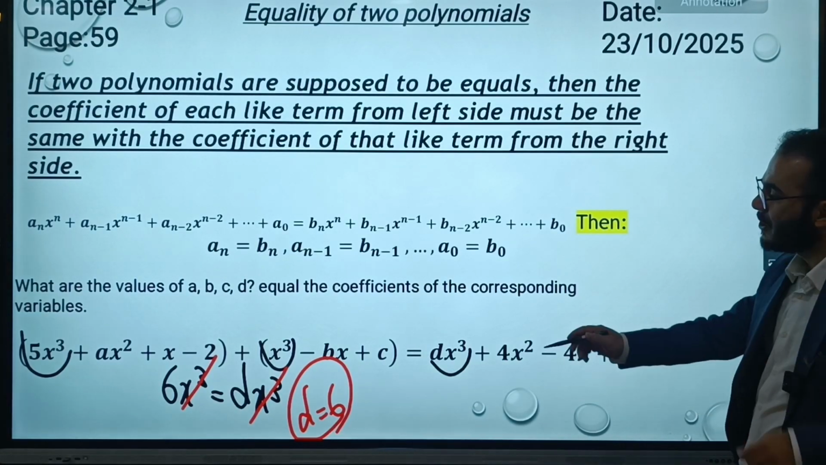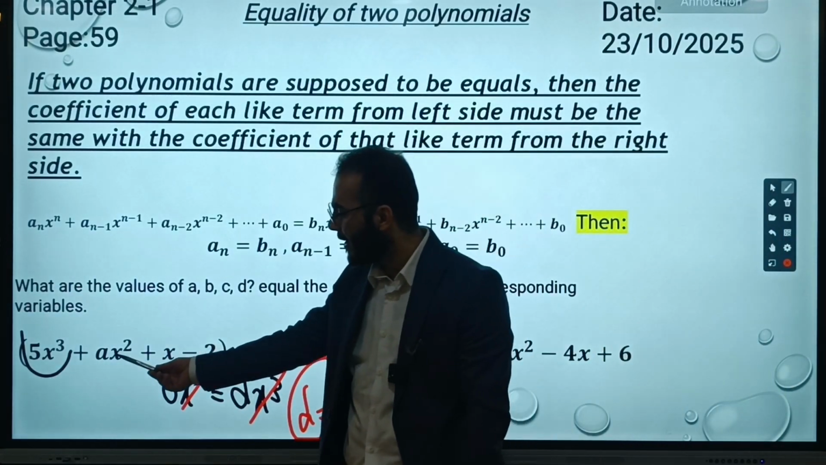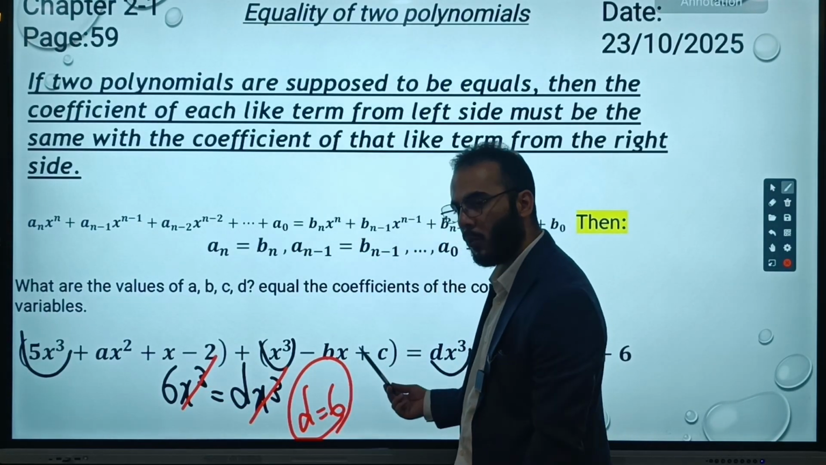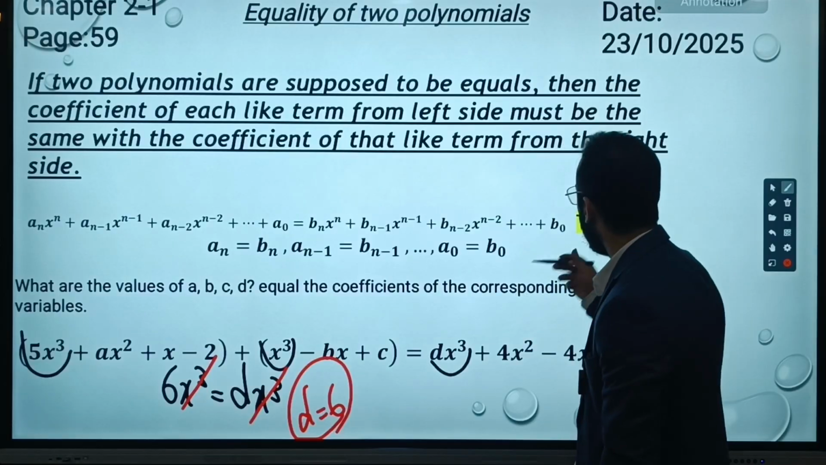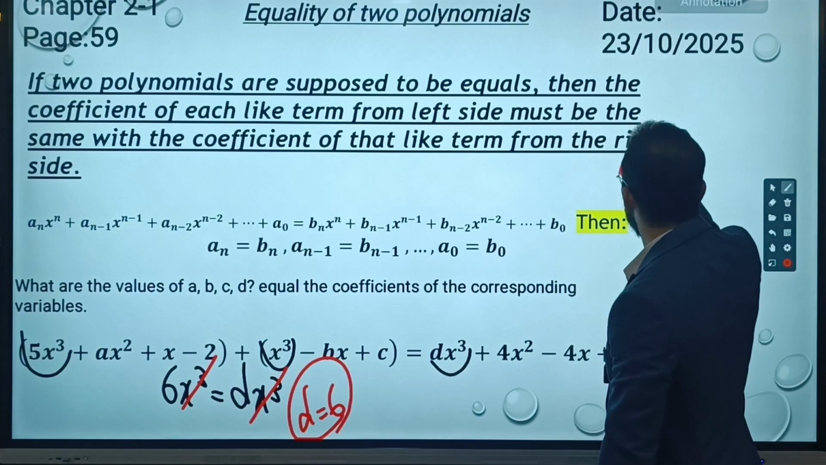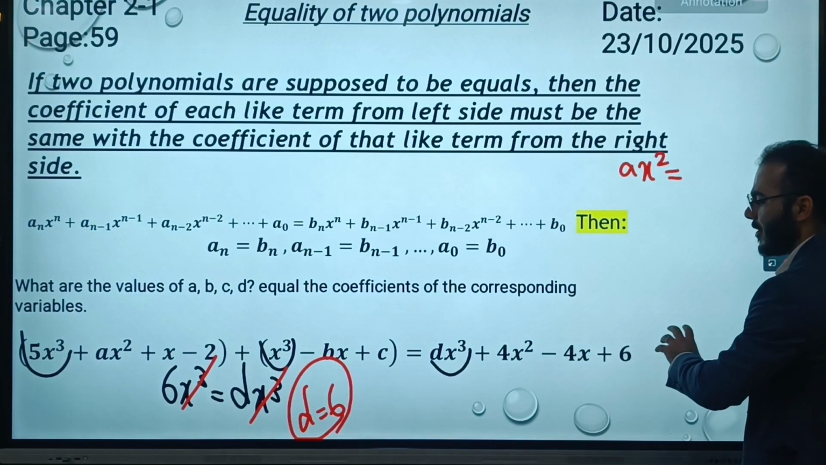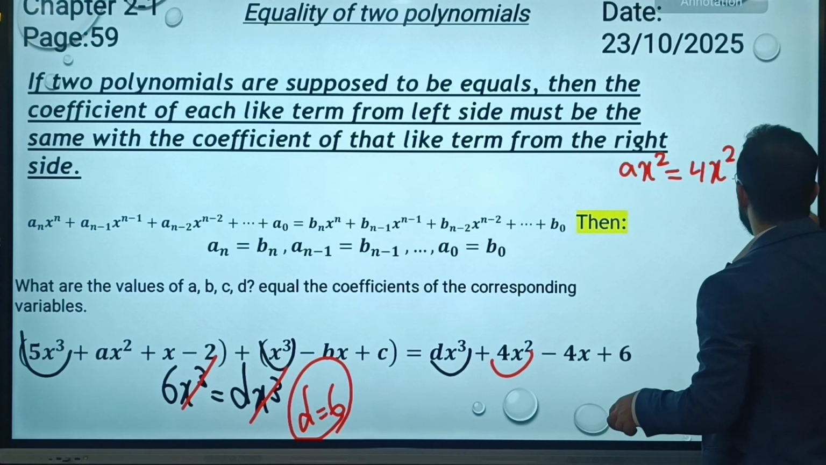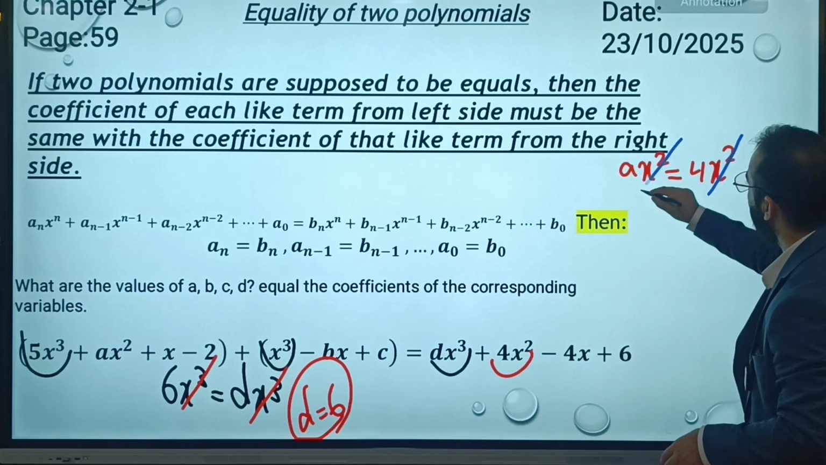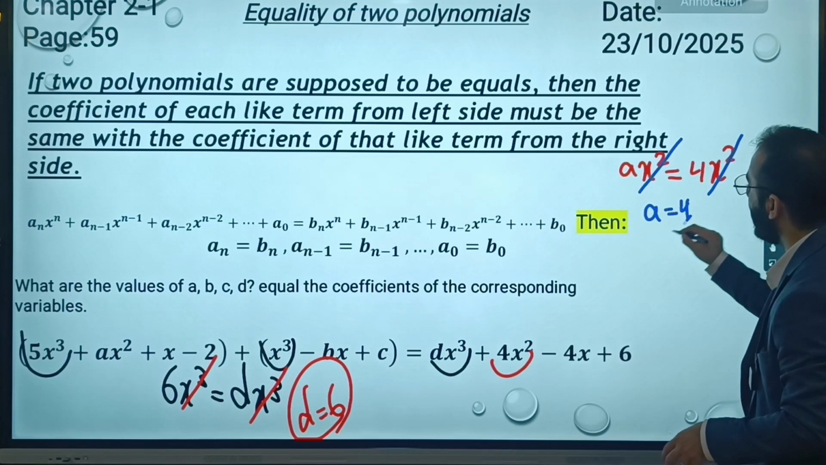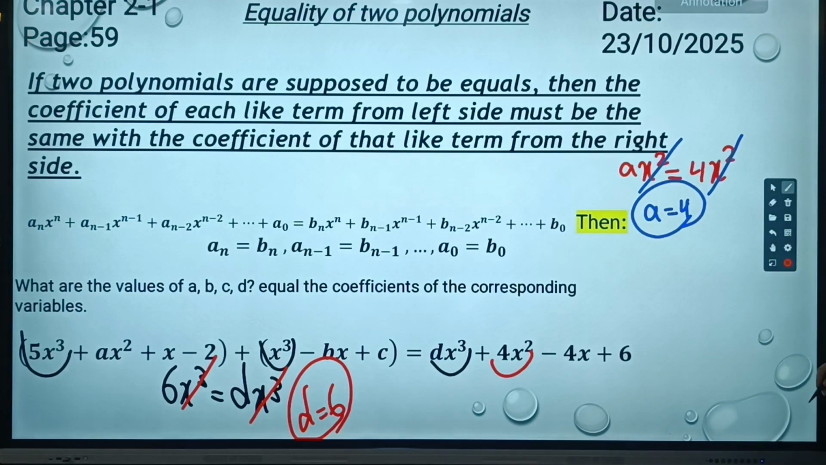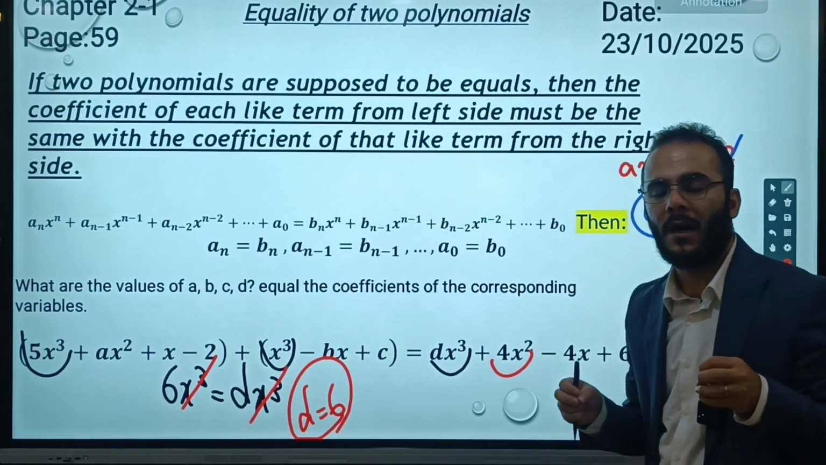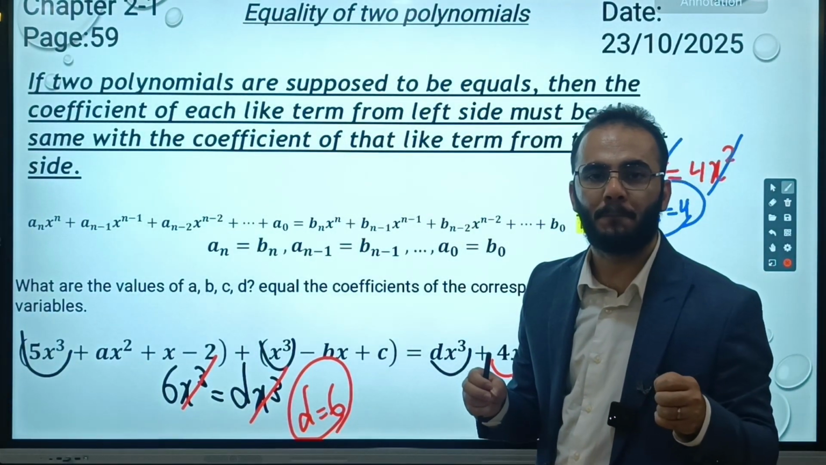How about the next one? It's the coefficient of x squared. So ax squared. Do we have x squared on the left? No. So ax squared. How about from the right side? What do we have in terms of x squared? We have got 4x squared. So the x squares cancel each other, and what will remain? A equals 4. That is the value of a as well. When two polynomials are equal, this is how we find the values of unknown variables.